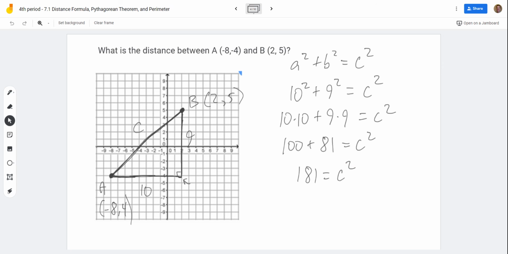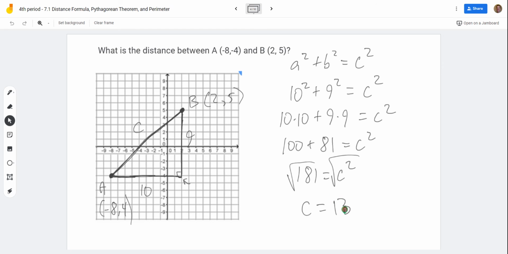Now, don't forget, we have to do our square root. We have to undo this C squared because we're looking for C. We're not looking for C squared. So again, I got a square root, and I have to make sure I do that to both sides. And then I just plug in the square root of 181 into my calculator, and that'll give me a decimal. And that decimal will be my side length.